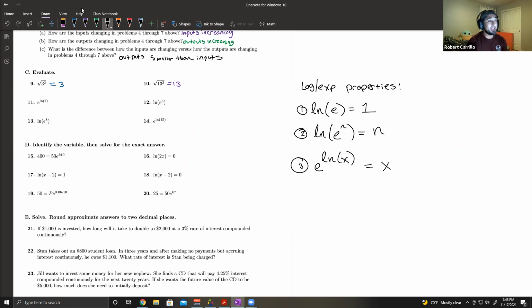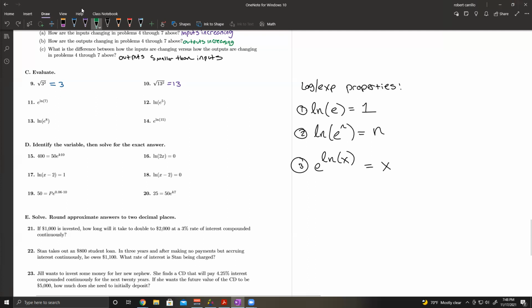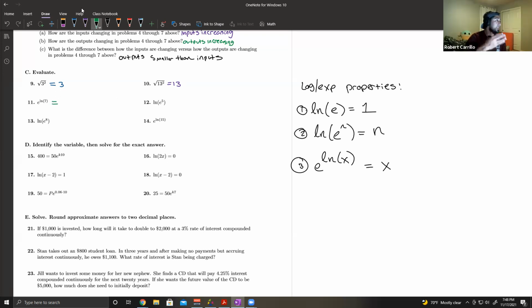So now let's look at number 11 over here on the left. e raised to the natural log of 7. Does that look like property 1, 2, or 3? 3. So e to the natural log of 7, the e and the natural log would cancel, and what would I be left with? 7. That's it. See how easy that is?